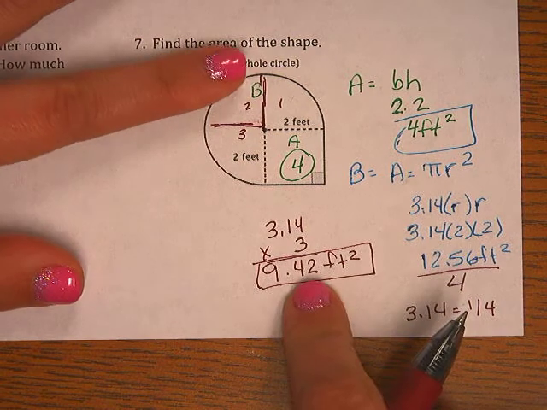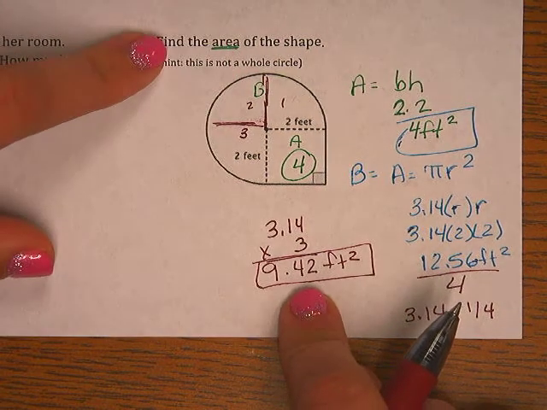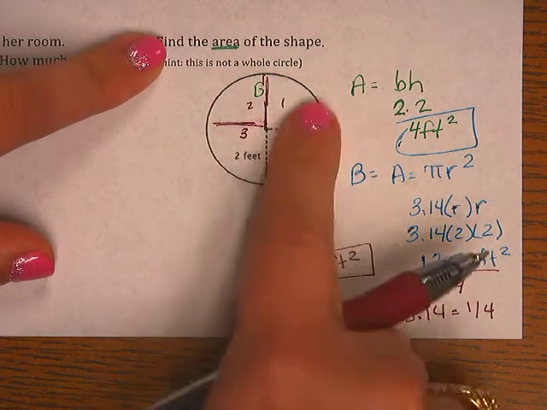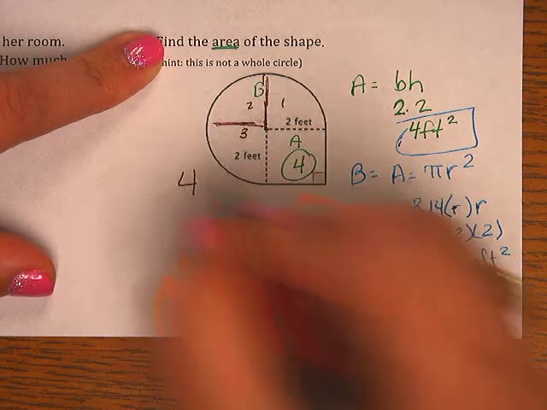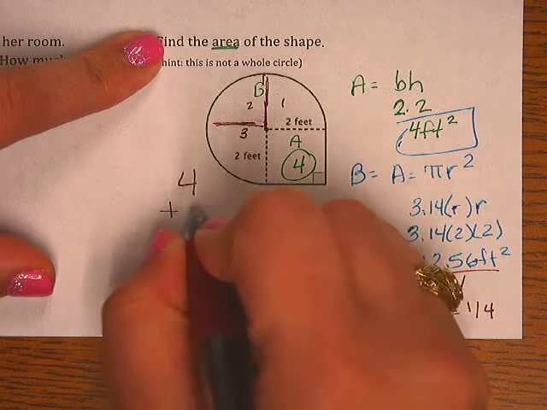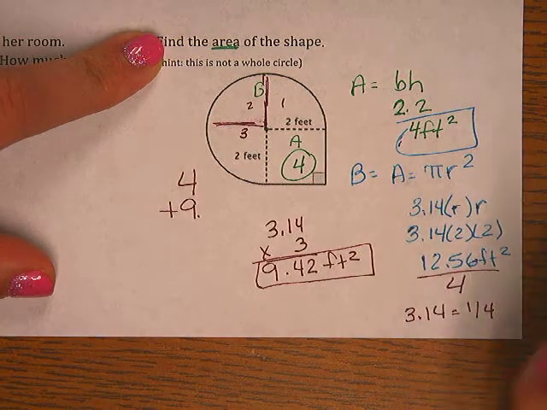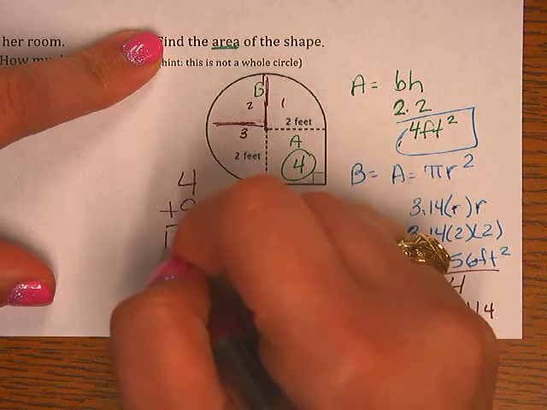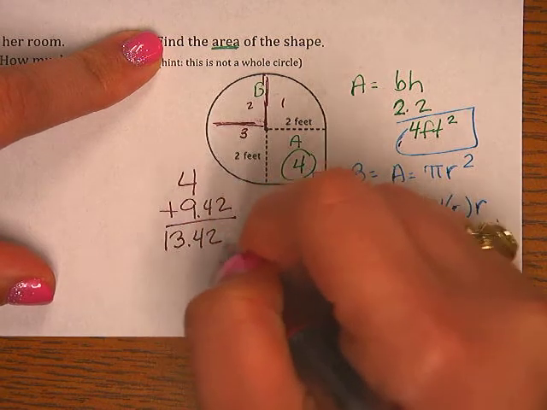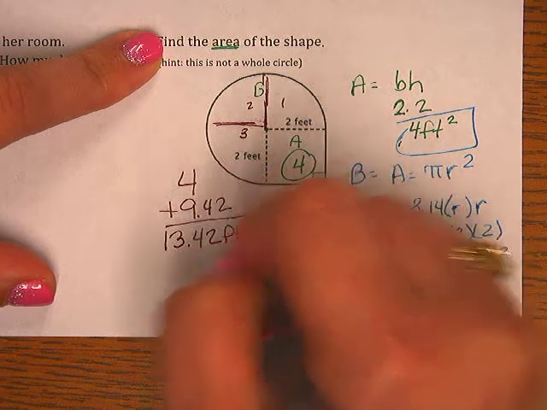Now this is going to be a trick, but the question says find the area of the shape. So I have to remember it's not just 3/4, it's also an entire square. So I'm going to take the area of the square, which is 4, and I'm going to add the area of the 3/4 circle, which is 9.42. When I add that up, I get 13.42 feet squared.